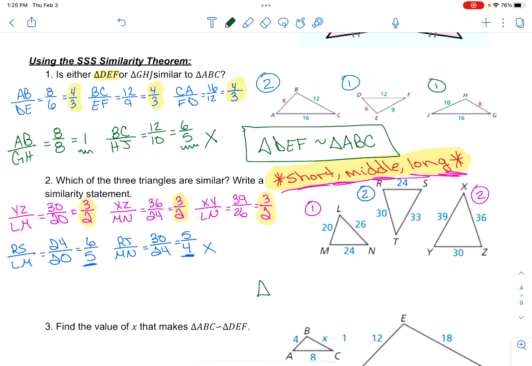So then writing our similarity statement, we would say that triangle LMN is similar to triangle YZX, making sure we line those sides up. So LM was the shortest, that goes with YZ, which was the shortest, and then MN was the middle, and then ZX was the middle, and then our last letter.